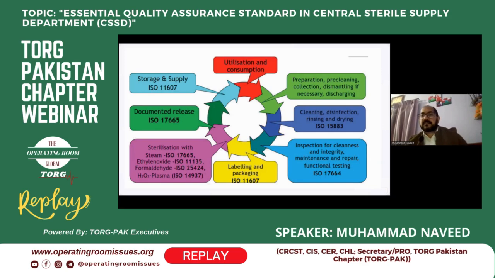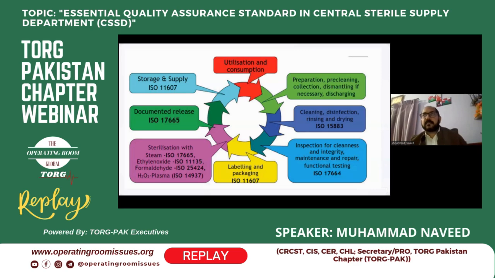This standard tells about the cleaning: how can we clean the instrument, which standard we are using, and which SOPs and indicators we are using for the decontamination zone. So the second standard is ISO 17664. It is for inspection for cleanliness, integrity, maintenance, repair, and functional testing.